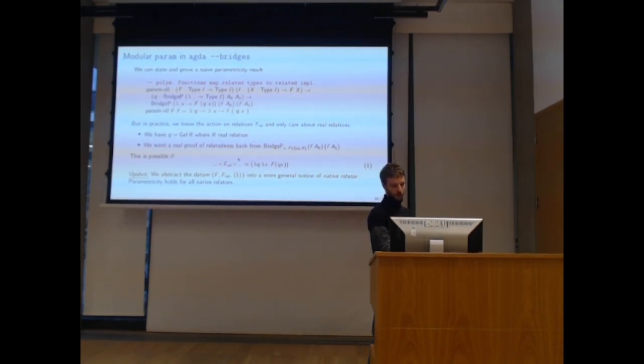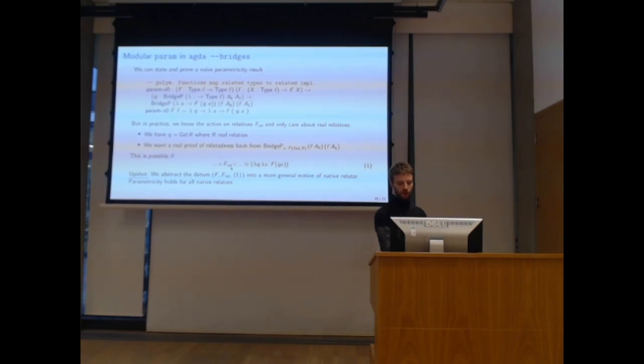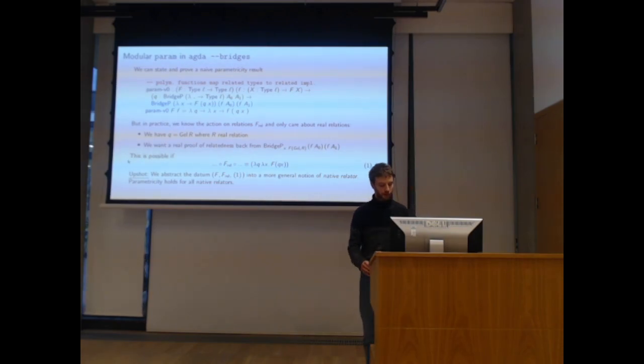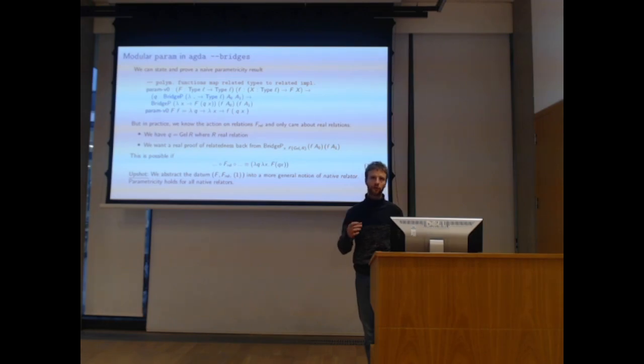And we can abstract away this conjugacy and define a class of type former that comes equipped with a custom action of relations, which satisfy this equation. This is what I call the native relator. And parametricity is going to hold for this class of type formers.